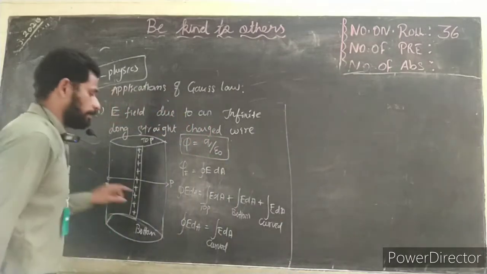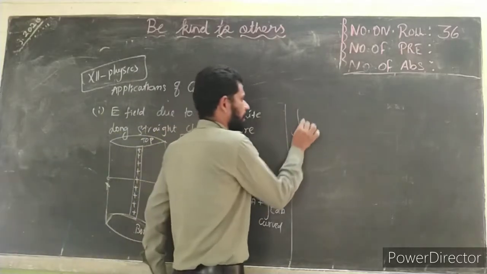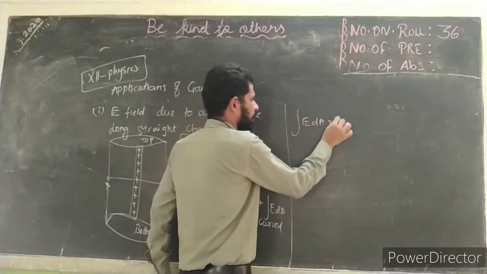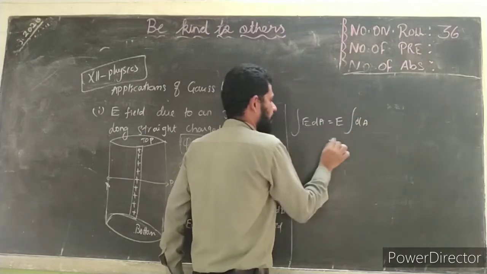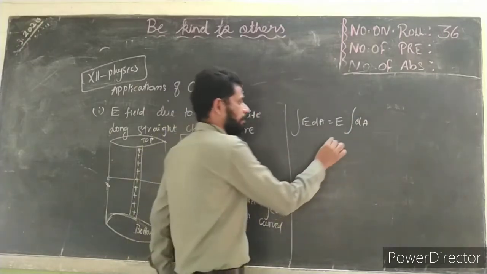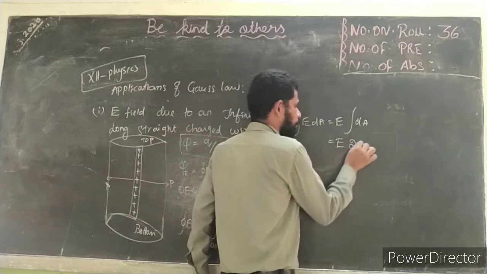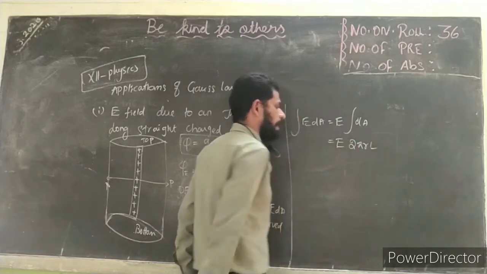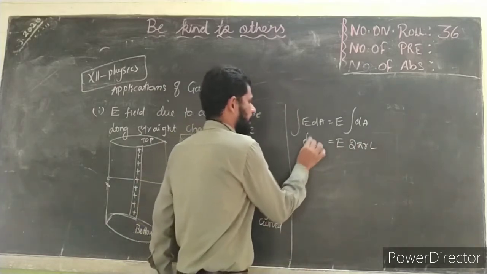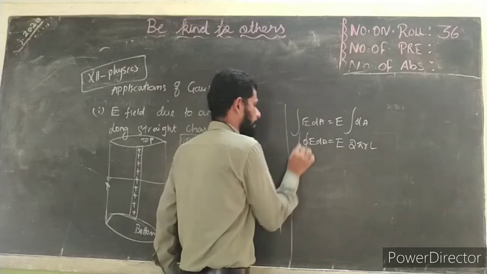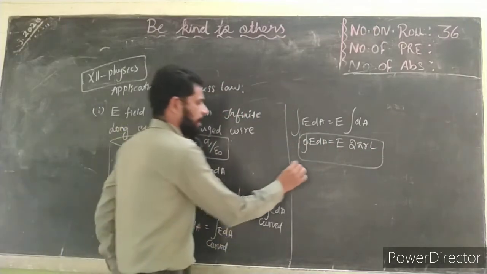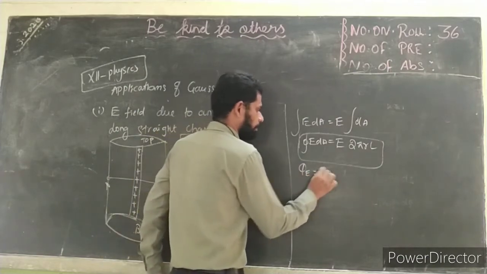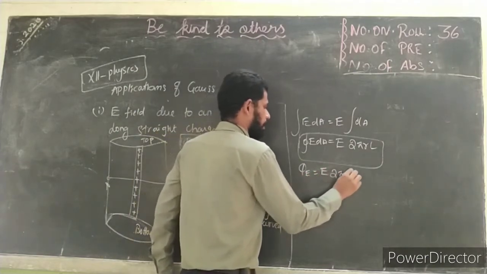Got it? Now, what is the integral of E dA? It will be equal to E, the constant taken outside, times the integral of dA. What is the area of the cylinder? It's nothing but 2 pi R L. So this is your integral of E dA, which is nothing but phi. Phi equal to E 2 pi R L.